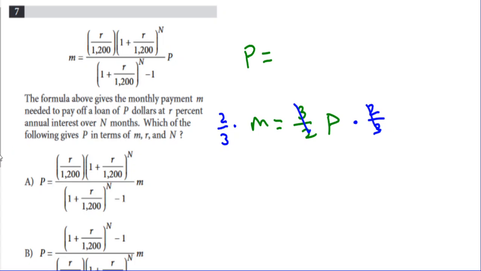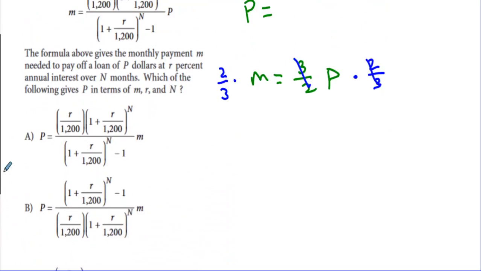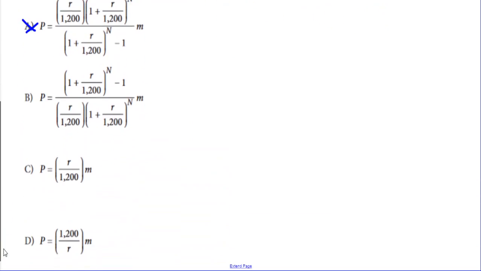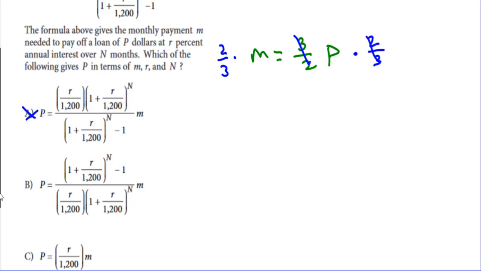So that's really what I'm going to look for. I'm going to make sure I have P equals, and I'm going to look at this and say, okay, R minus 1200 needs to be on the bottom. So choice A is out. I see R minus 1200 here. This one's got the N, so this one looks like it's good. 1 plus R over 1200 minus 1. That looks flipped over. Let me just check the other ones. No, those are much simpler versions. So I'm going to say choice B. That's all you've got to do.